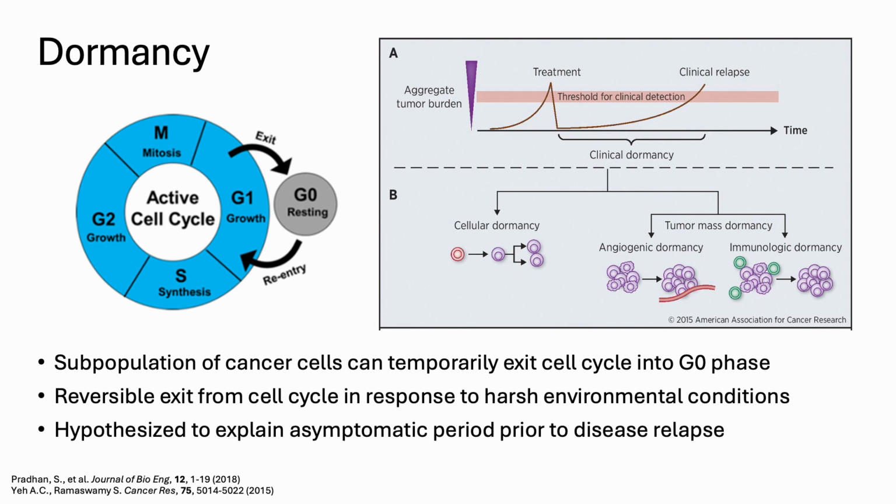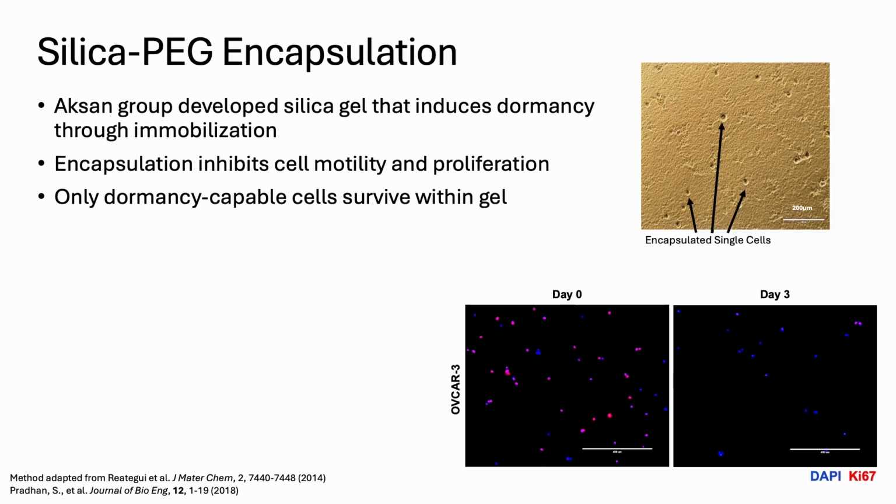This allows these cells to evade the toxic effects of common chemotherapeutics, which target rapidly dividing cells. After treatment ends, dormant cells can then re-enter the cell cycle and resume rapid proliferation, leading to disease recurrence. The Azarin group previously developed a silica-based gel which induces dormancy in cancer cells by physically immobilizing them in a stiff matrix that inhibits cell motility and proliferation.